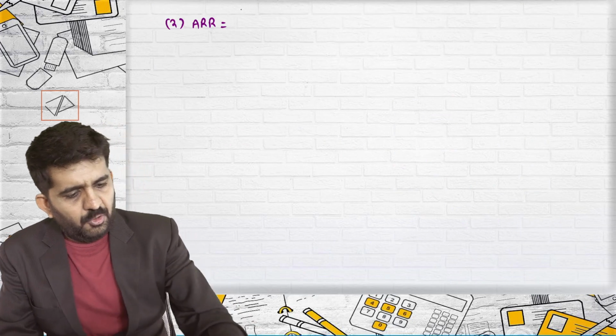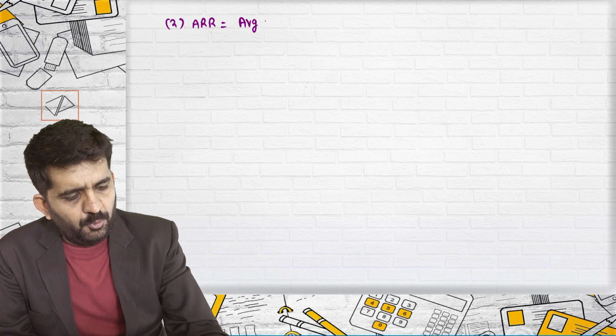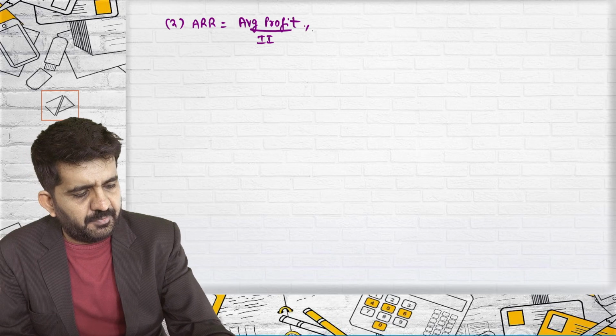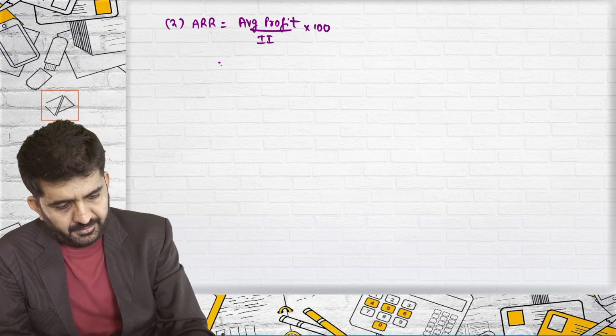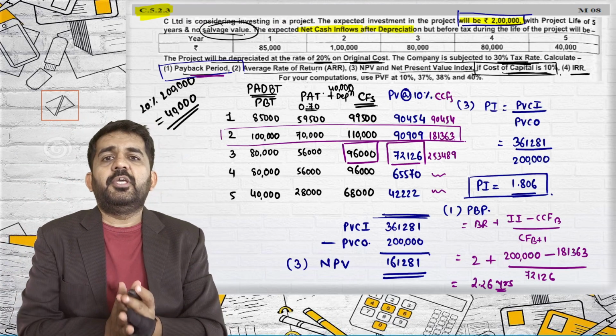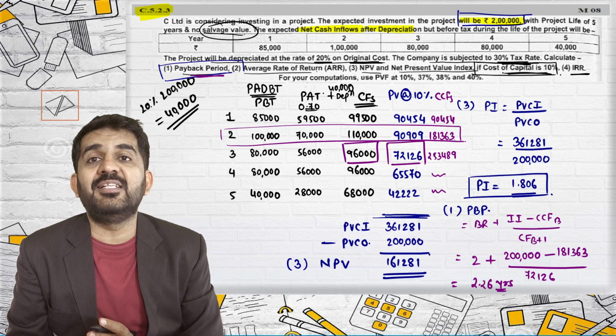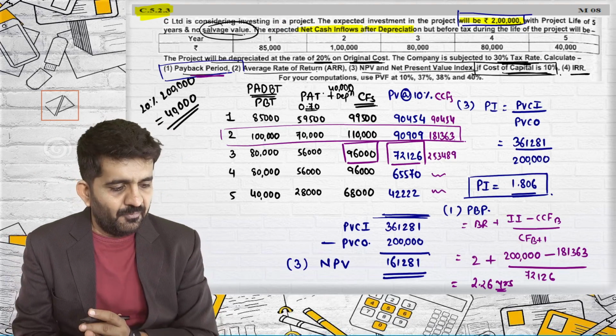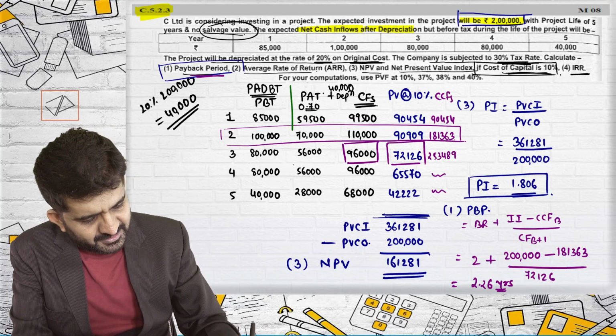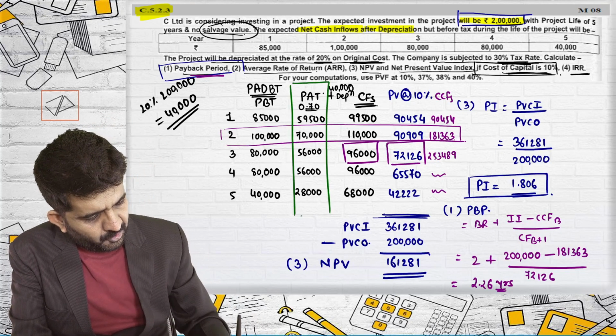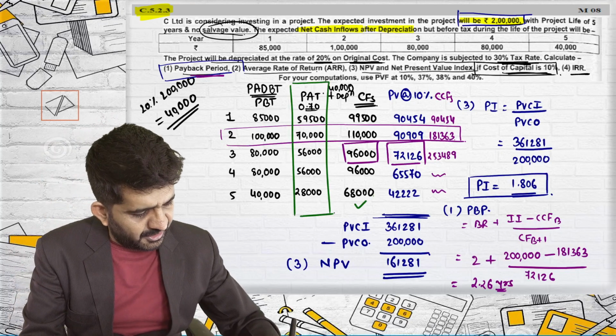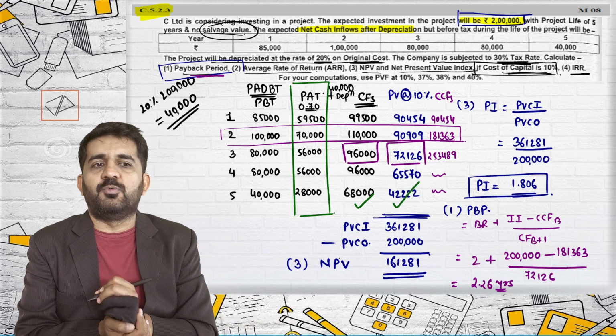All right. How to find out? Average profit divided by initial investment multiplied by 100. Sir, is profit available? The answer is yes. Which is the profit column? Please try to concentrate. This is the profit column.